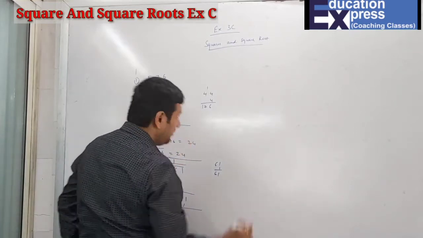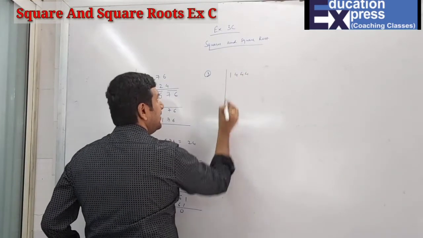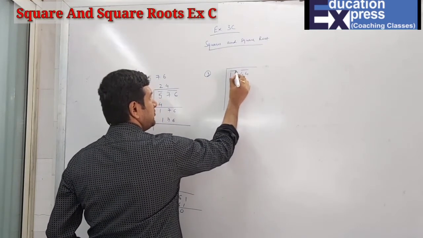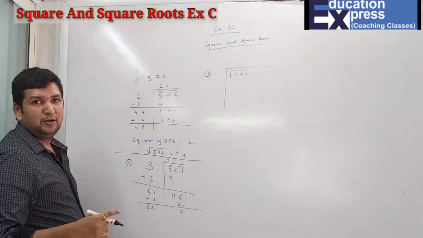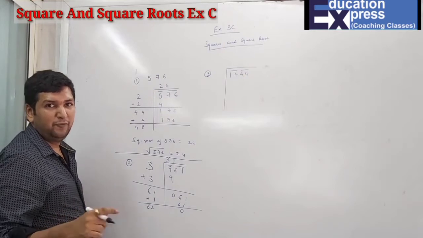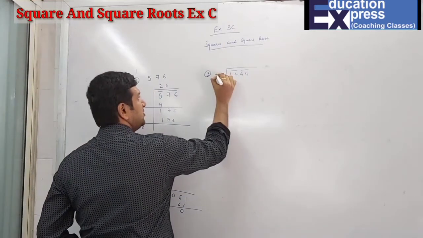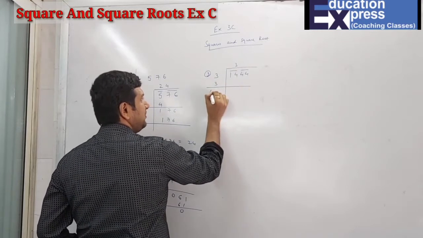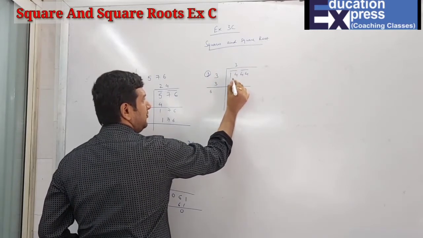Now question number 3. 2 ka pair. Now what is the square which is less than 14? 2 2s are 4, 3 3s are 9, 4 4s are 16. So obviously 3 3s are 9. So I have to add the same number. Here what will come students? 9. 14 minus 9 is how much?